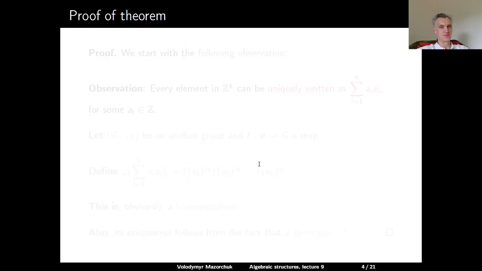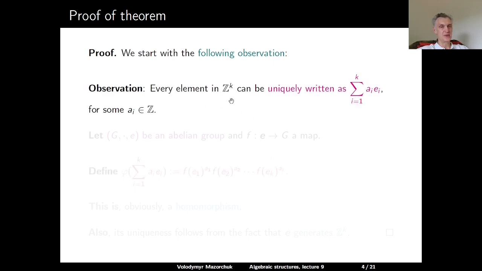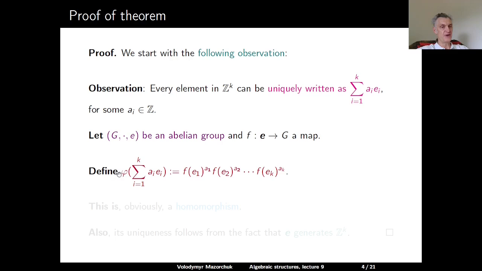Let us prove this theorem. We start with the following observation. Every element in Z^k can be written uniquely as a linear combination of the elements of the standard basis with integer coefficients. That's an obvious observation. Now let G be a multiplicative abelian group with identity e, and let f be any map from our standard basis E to G.